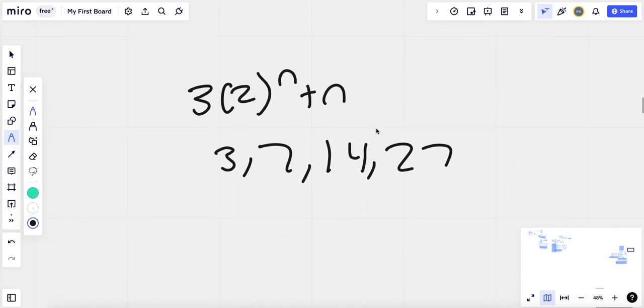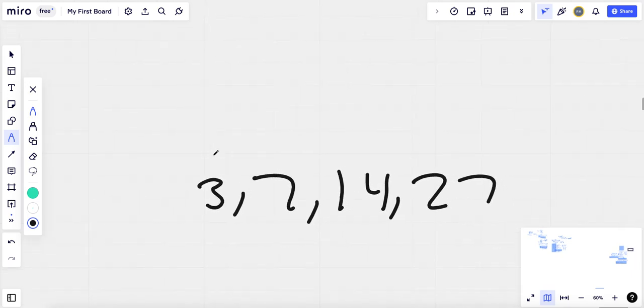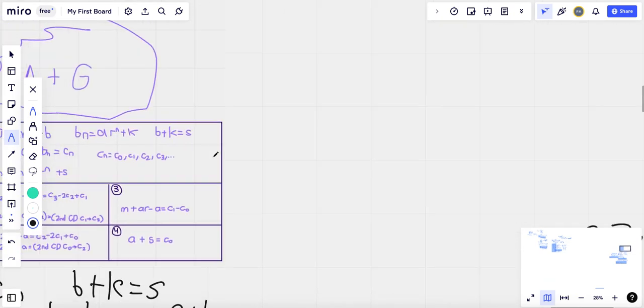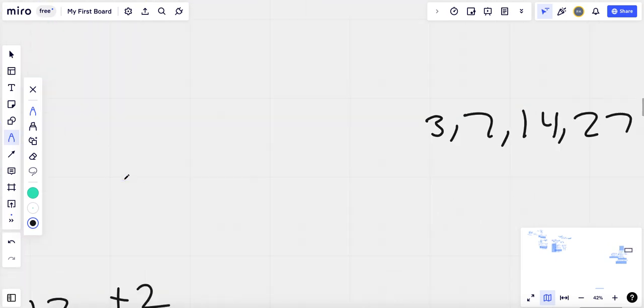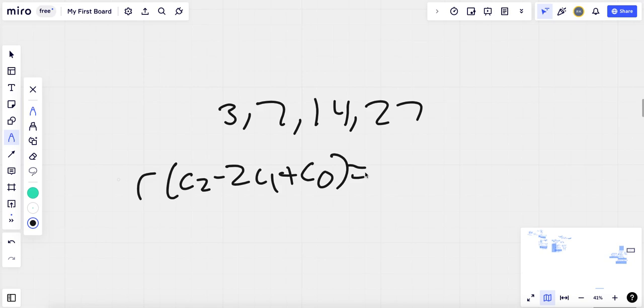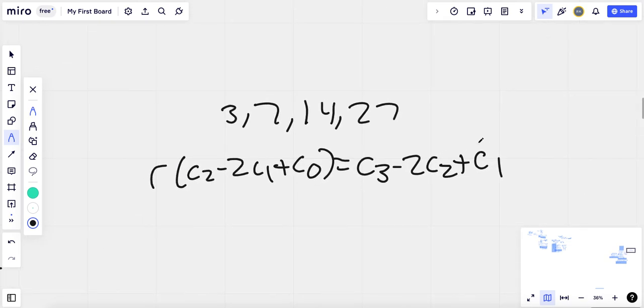So now that we have the first few terms, let's say that we were only given this, and now we're trying to figure out what the general formula is for this. So to do that, we can refer to our template. And the first equation for our template is this one. And I'm just going to rewrite that. And now we can easily find R.